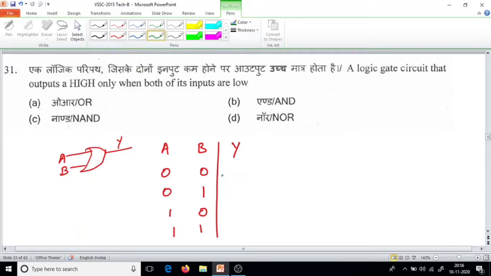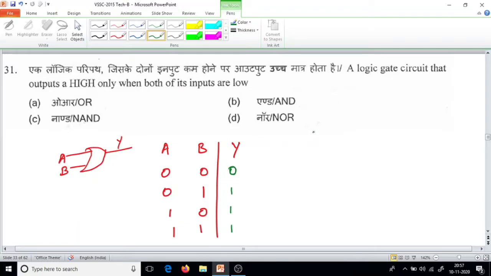For the OR gate, the output is 0 when the inputs are 0 0, and 1 for the other combinations. The question says a logic gate circuit that outputs a high only when both of its inputs are low. So this is not correct.